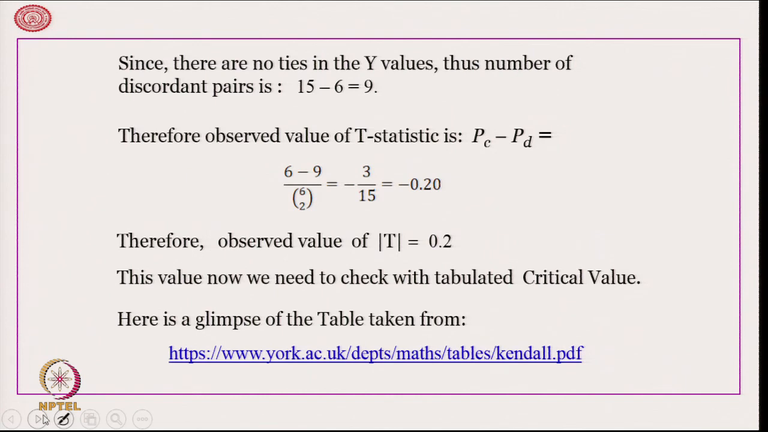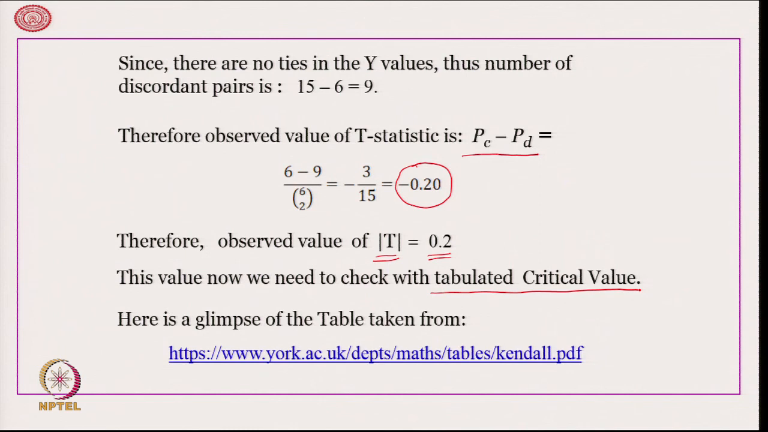Therefore, the observed value of the T statistic, which is the probability of concordance minus the probability of discordance, is coming out to be (6 minus 9) divided by 15, and this gives us minus 0.20. Therefore, the observed value of T, which is the absolute value of PC minus PD, is coming out to be 0.2. So, that is the statistic that we have to use for acceptance or rejection of the null hypothesis. Therefore, what do we do? We check it with the tabulated critical value.